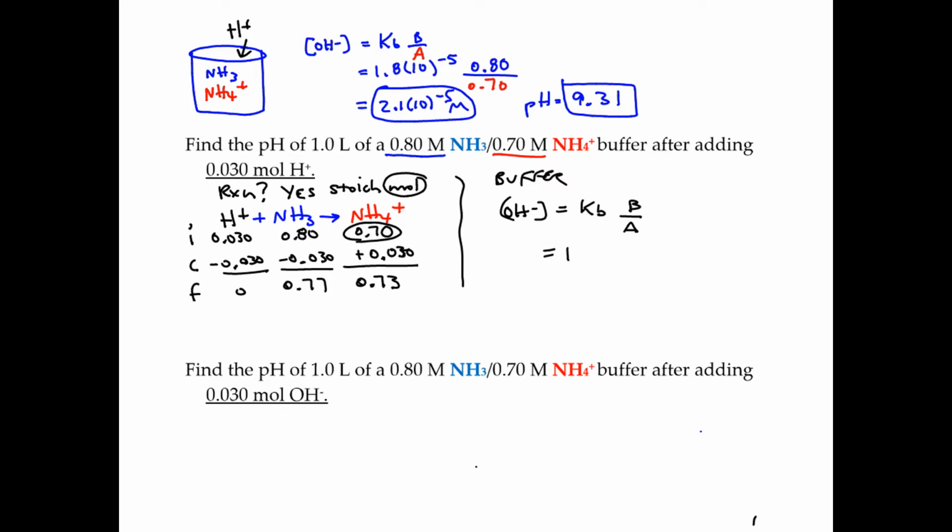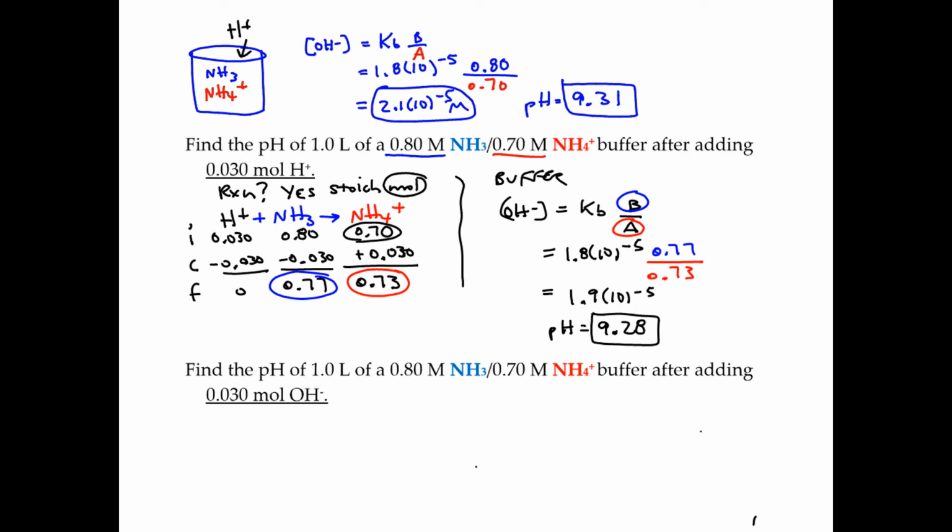The Kb is still 1.8 times 10 to the minus fifth. The base, remember, is going to be the ammonia. So that's the base, which is going to be 0.77. And then the acid is going to be the 0.73. And when you do the math, you're going to get an OH minus of 1.9 times 10 to the minus fifth. And then you negative log and 14 minus, because that's the OH, remember. So the pH is going to be 9.28.